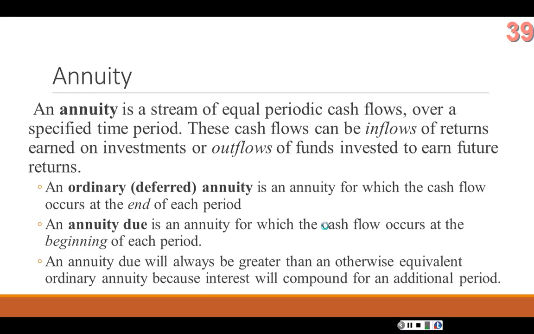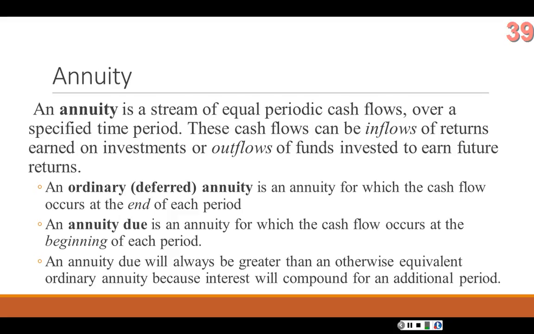So up until this point, we haven't used the payment button, but now we're going to start doing that. So we're going to talk about annuities. Annuities are streams of equal periodic cash flows over a specific period of time. These cash flows can be inflows or outflows. So they can either be positive or negative.